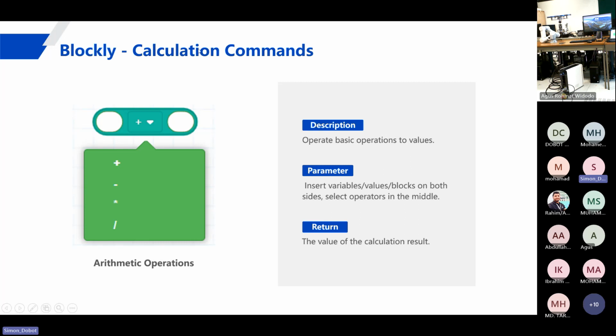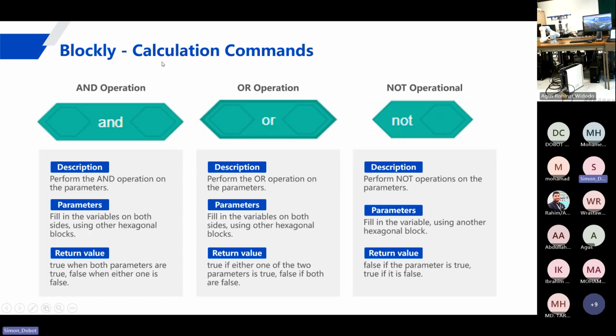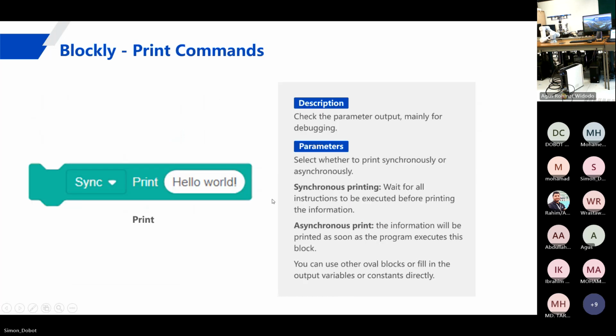Okay, the next one is the calculation commands. You can use different arithmetic calculations, and also comparative operations, and also the logic operations and, or, not, and also the print command. Normally we use this for debugging, or if you want the program to print something when it reaches some point, or when it finishes some task.